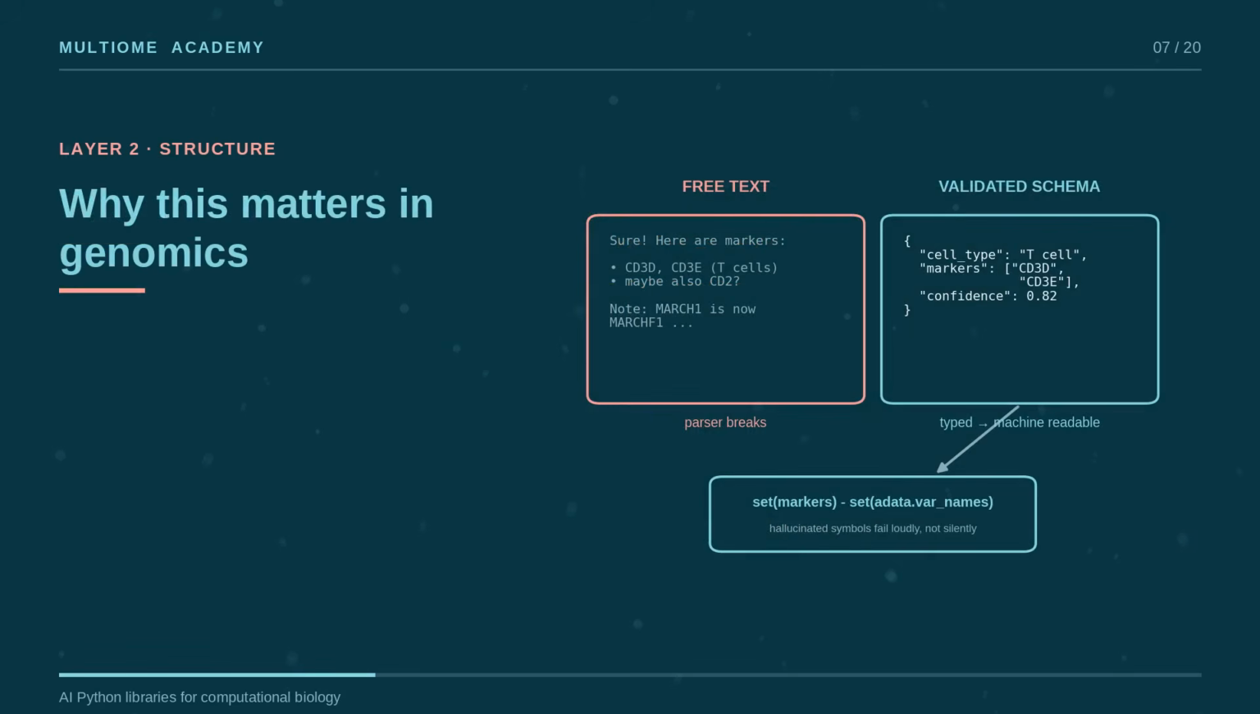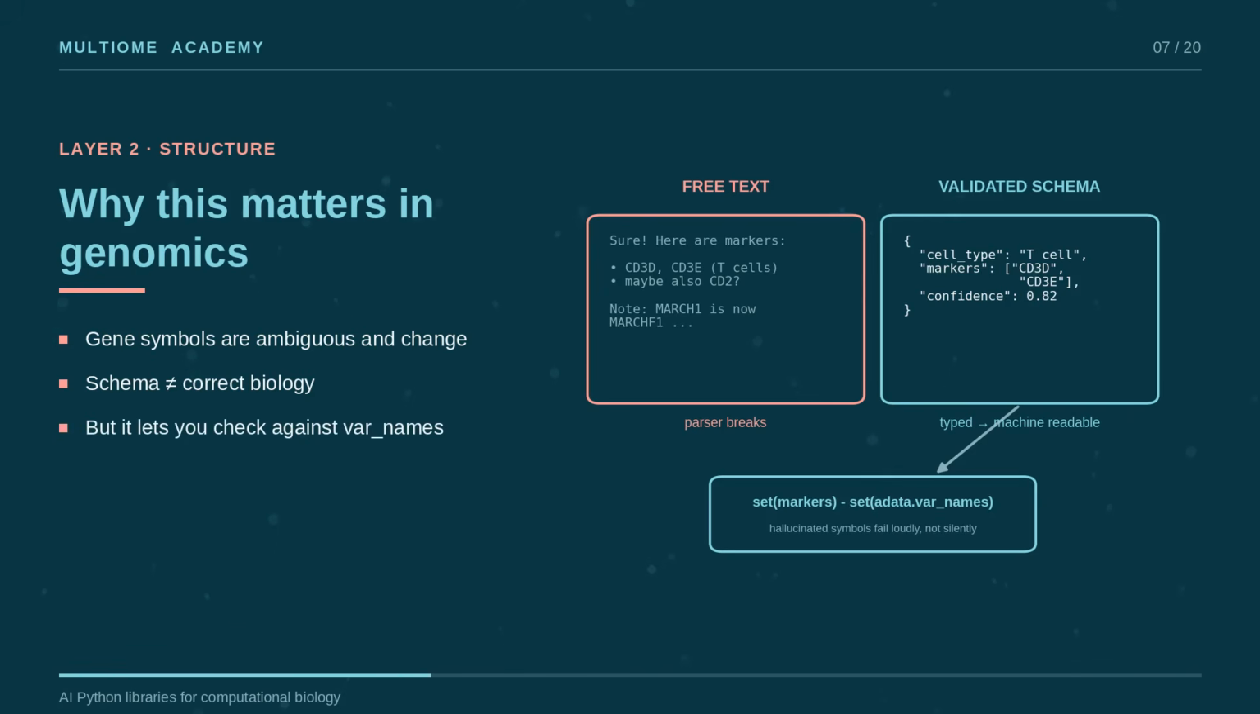This matters more in genomics than almost anywhere else. Gene symbols are ambiguous and they change over time. A model will happily hand you a symbol that isn't in your reference, or an alias that was renamed 3 years ago. Now, a schema does not make the biology correct. What it does is guarantee you get a typed list, which you can immediately intersect against your var names, so a hallucinated gene fails loudly at that check, instead of quietly ending up in your results table.